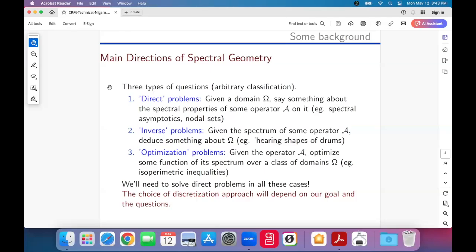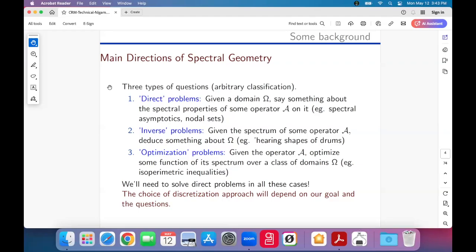All right, so in spectral geometry, when we're thinking about the spectra of these operators, there are three broad classes of problems. There are what I call direct problems, where I give you a domain, I give you the operator, and you compute the spectrum, or a finite part of the spectrum. There are the inverse problems, where I give you the spectrum, and you have to tell me something about the domain. And then there are the so-called optimization problems, where given the spectrum, I'm trying to find either the metric or the domain so that some function of the spectrum is optimized.